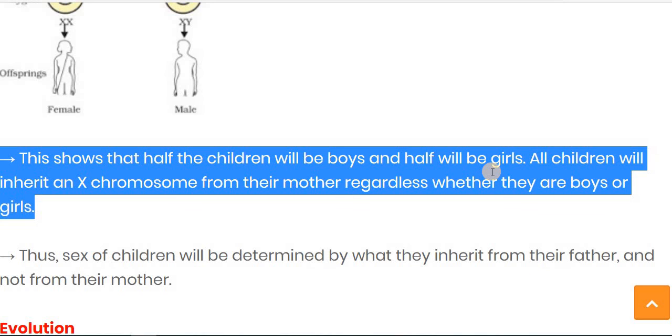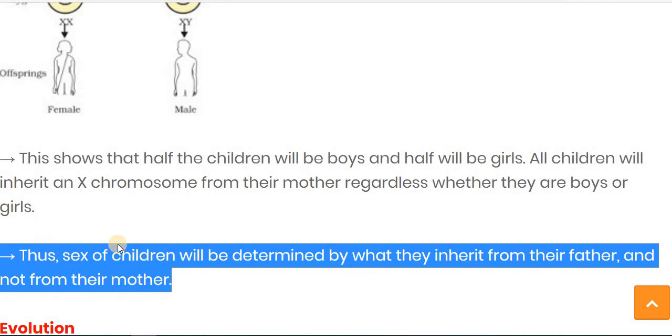All the children will inherit an X chromosome from their mother, regardless of whether they are boys or girls. You can see that in both there is an X, but only in the male is the Y there, while in the female there are 2 X's. Thus, the sex of children will be determined by what they inherit from their father and not from their mother. Means the father's chromosome alone decides whether the offspring becomes a female or male.